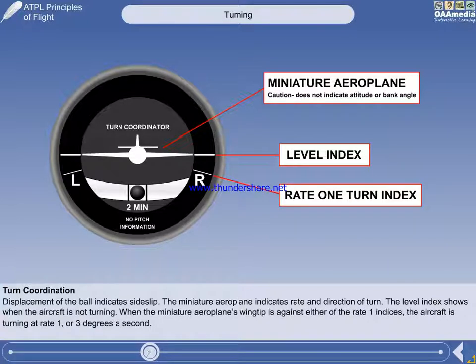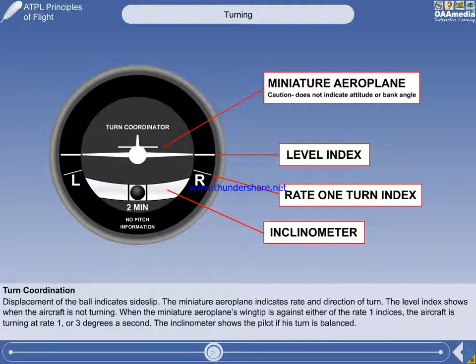When the miniature aeroplane's wingtip is against either of the rate 1 indices, the aircraft is turning at rate 1, or 3 degrees a second. A reminder of rate 1 is below the ball, 2 min, referring to the fact that a full 360-degree turn at rate 1 takes 2 minutes. The inclinometer, as already mentioned, shows the pilot if his turn is balanced.